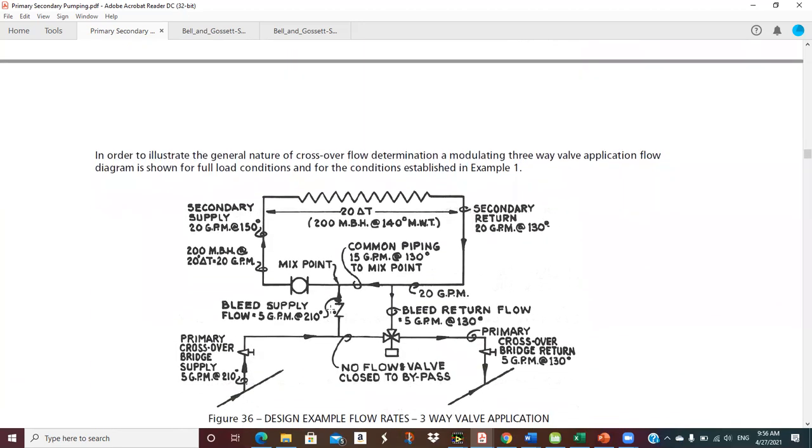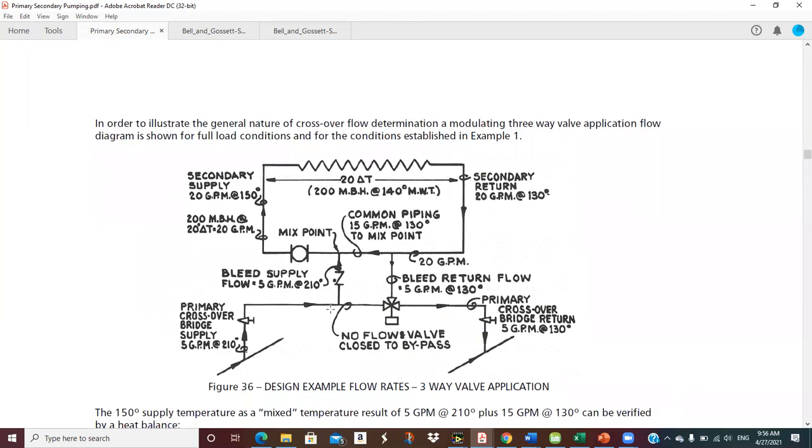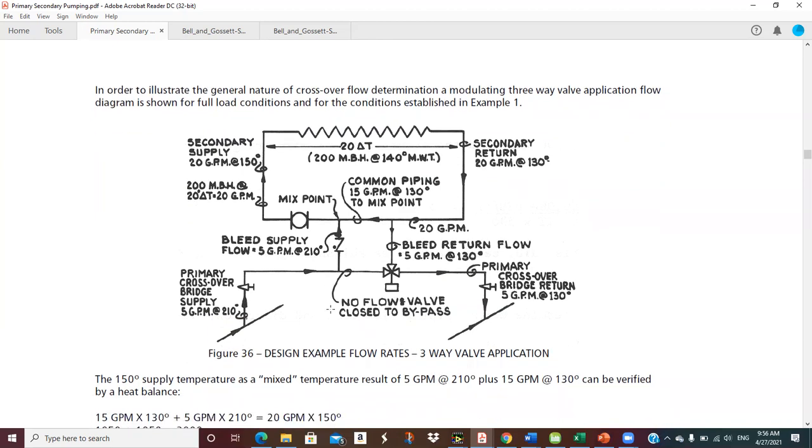In order to illustrate the general nature of crossover flow determination, the modulating three-way valve application flow diagram for full load conditions is stated. We can do the same thing with a three-way valve, and now we can run this pump all of the time. The three-way valve will control when that 5 GPM goes up here, or if it all bypasses and comes back down here. If I don't need any heat up here, then that 5 GPM would just come across and I wouldn't be taking any energy out of it for the secondary.